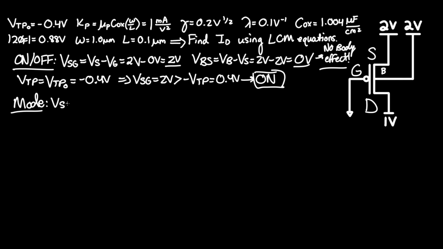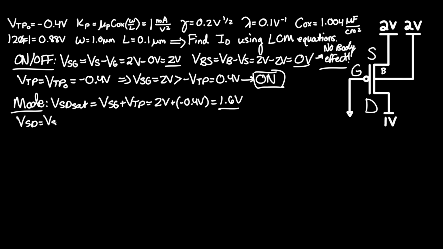If VSD is greater than VSD sat, it is in saturation. Otherwise, if VSD is less than VSD sat, then it is in triode or linear mode. VSD sat under the long channel model equations equals VSG plus VTP. And this equals 2 volts from before, plus, now we are not neglecting the negative value, it just is its normal value of negative 0.4 volts. So 2 minus 0.4 is 1.6 volts. In regard to VSD, that equals VS minus VD, which is 2 volts, minus the drain, which is at 1 volt, and that is 1 volt.